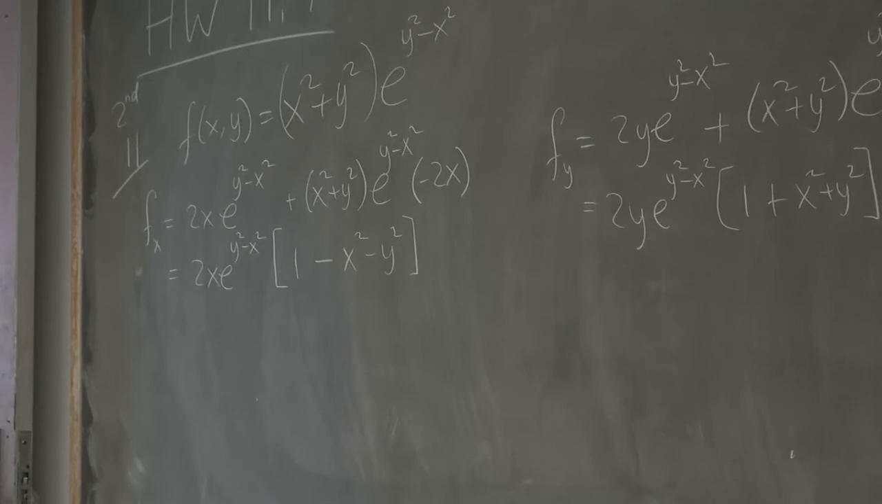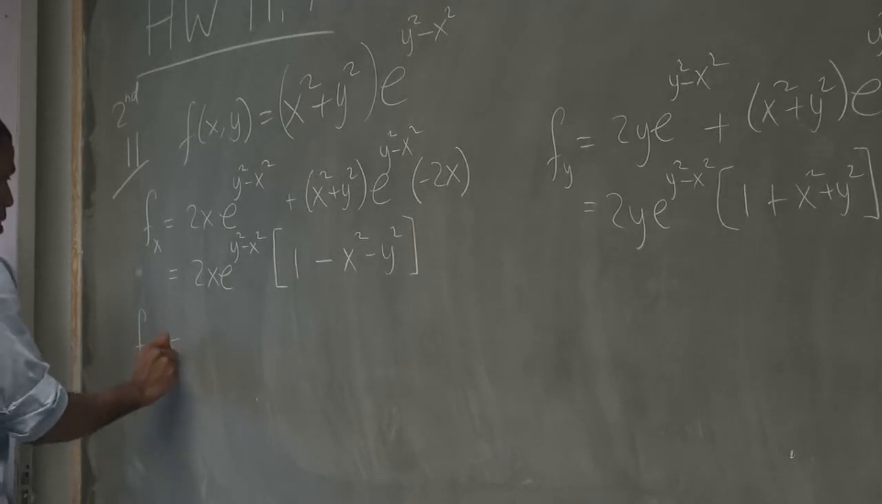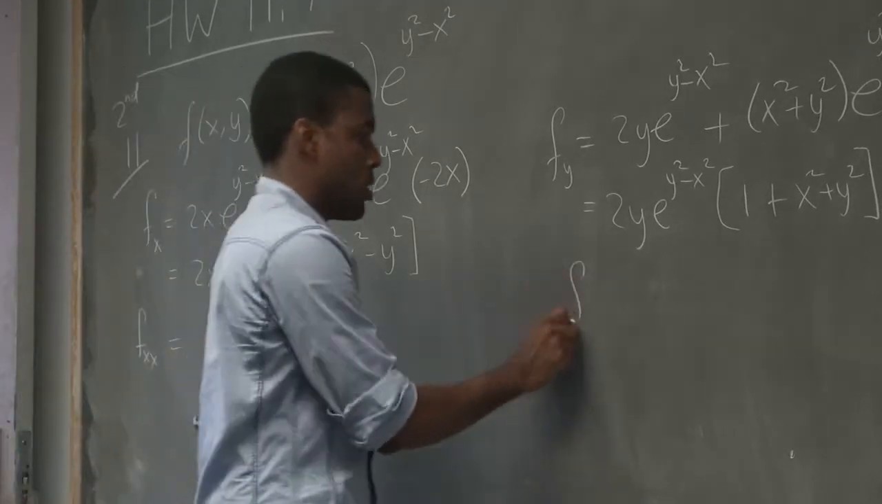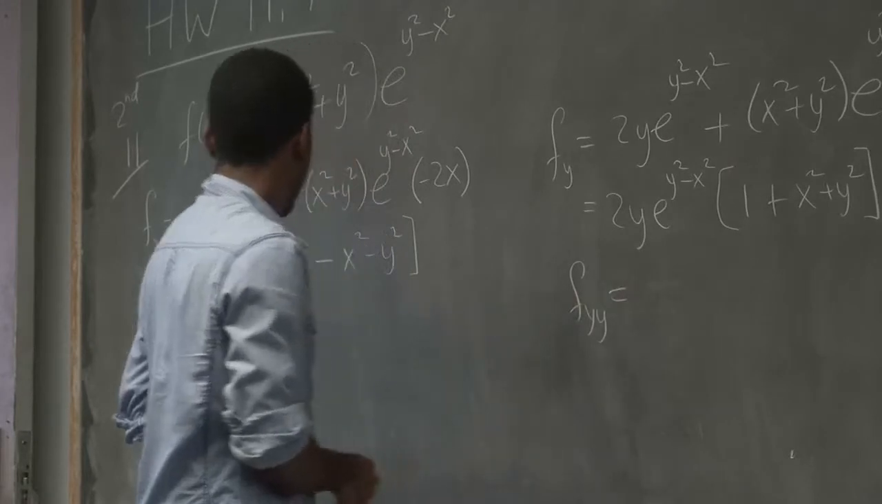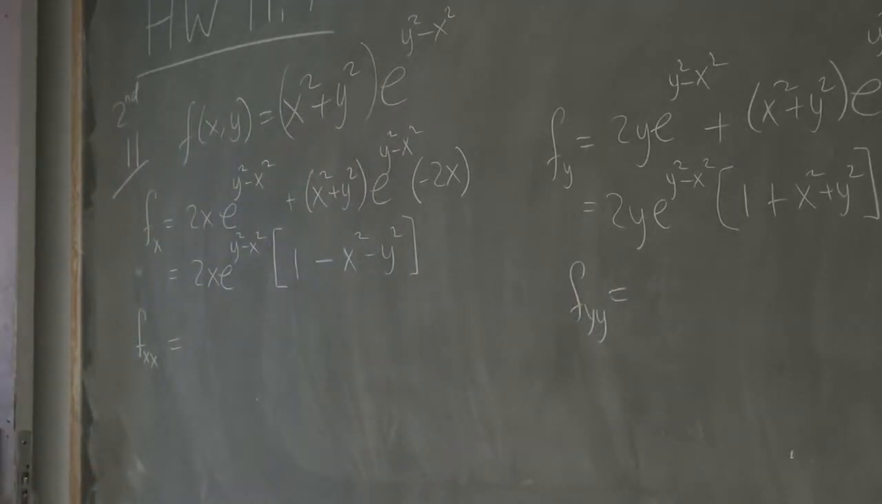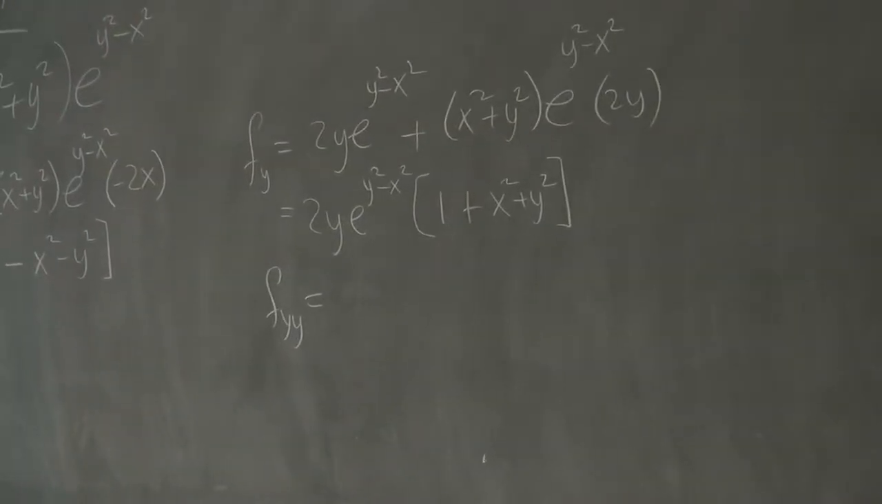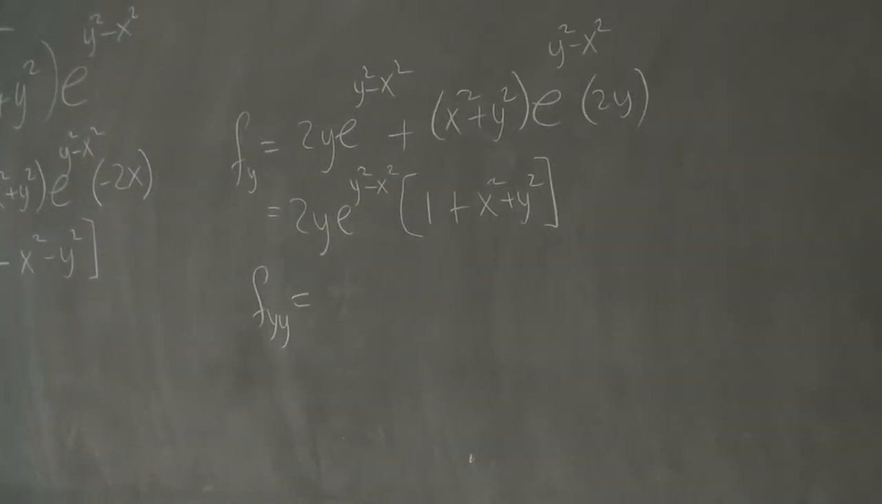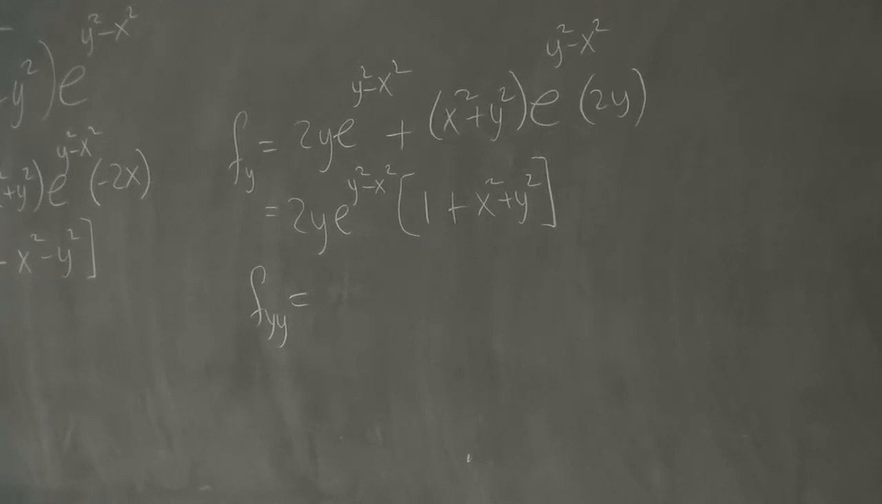Did they ask us to classify them too? Yes. So that means we have to find the other derivatives, right? fxx, fyy. Okay, what's the partial of this with respect to x? Okay, it's 2 e to the y squared minus x squared times negative 2x.